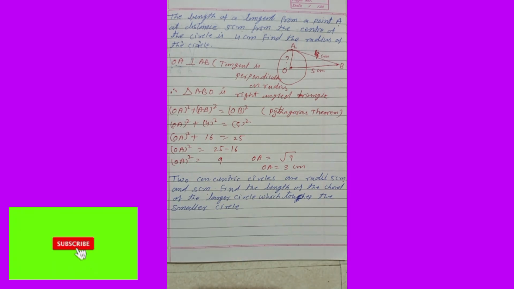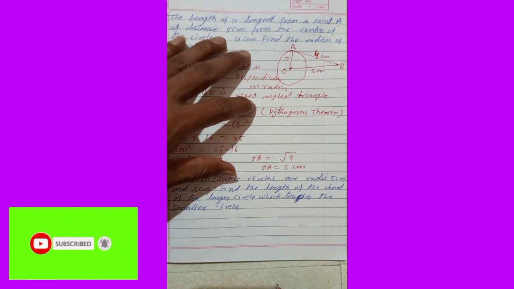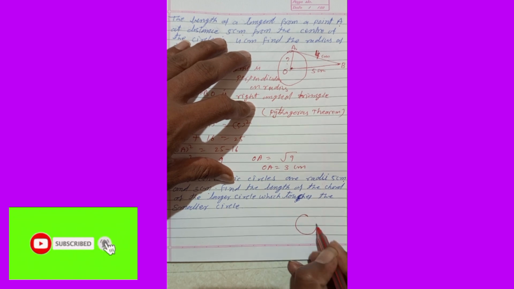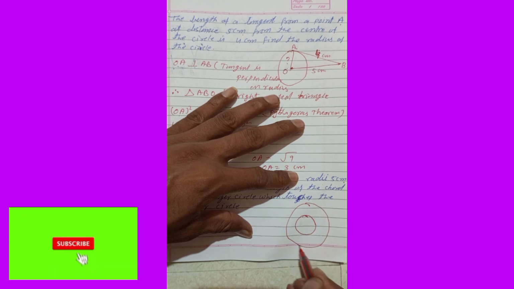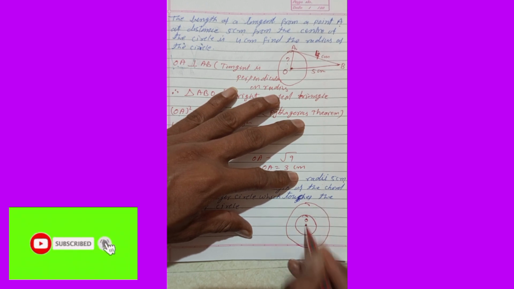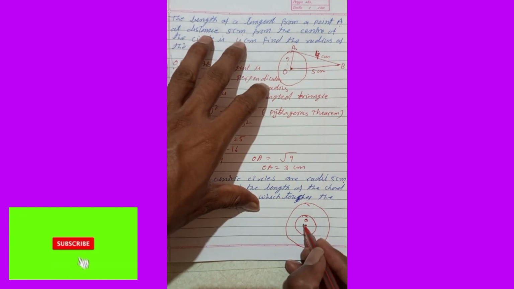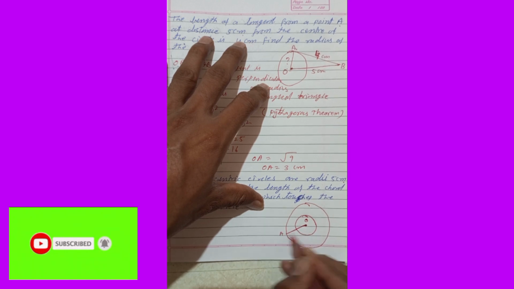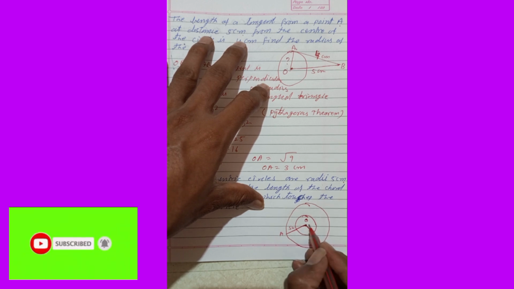Now, two concentric circles. Concentric circles mean what? Two circles whose center is one. Suppose that one circle is here and another circle is here, and the center is only one. This is the center for both circles, that is the center O. Now it is telling that the radius is 5 centimeter, from here to here it is OA. And the other, up to here, is 3 centimeter.